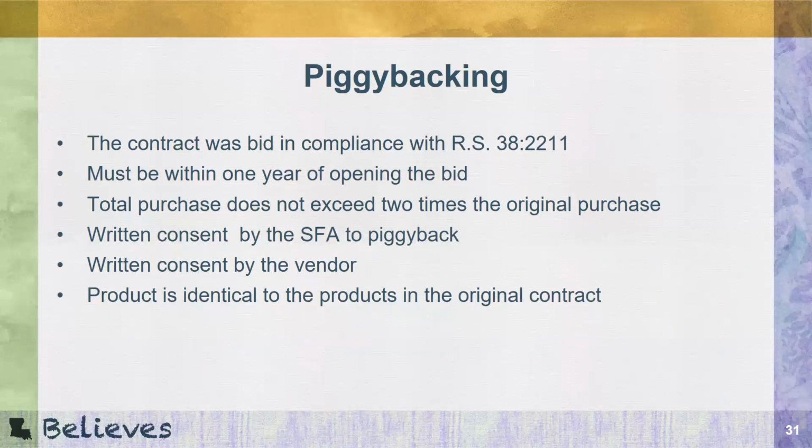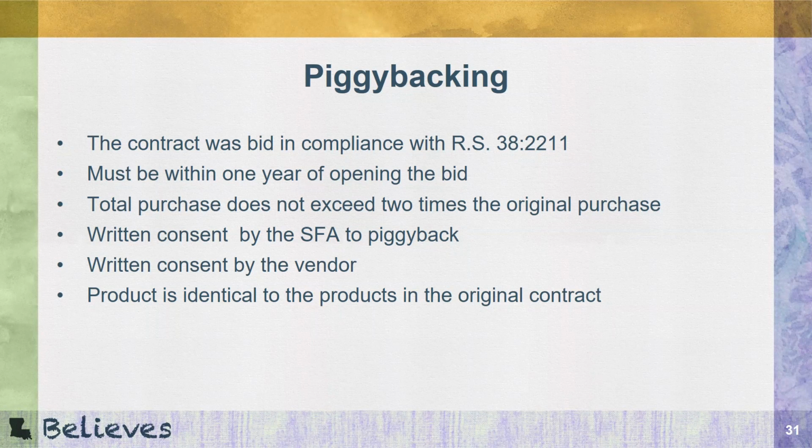Revised statute 38.2211 says that, first of all, the original contract has to be in compliance with that revised statute. And then the time frames for the piggybacking SFA has to be within 1 year of opening the bid. The total purchases on the contract can't exceed 2 times what is to be purchased by the original political subdivision bidding the contract. The piggybacking SFA has to obtain written consent from the SFA it's piggybacking off of.